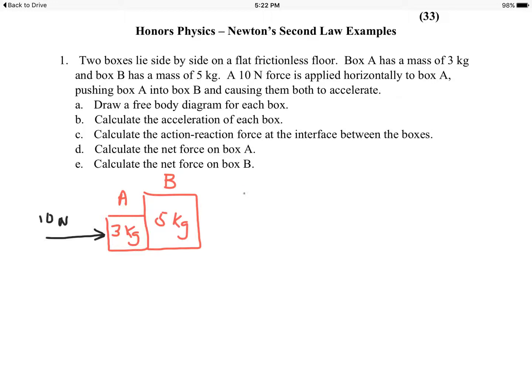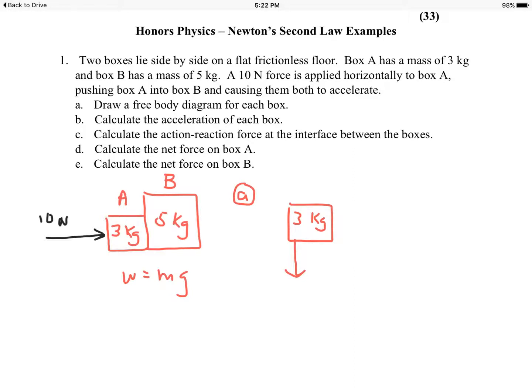Part A, draw a free body diagram of each box. So we'll draw each box by themselves. So here's the 3 kilogram box. It has the force of gravity straight down. Now in this case I'm going to actually calculate that. We call that the weight of the box, the force of gravity. And as we've seen in class, the equation is W equals mg to find the weight.